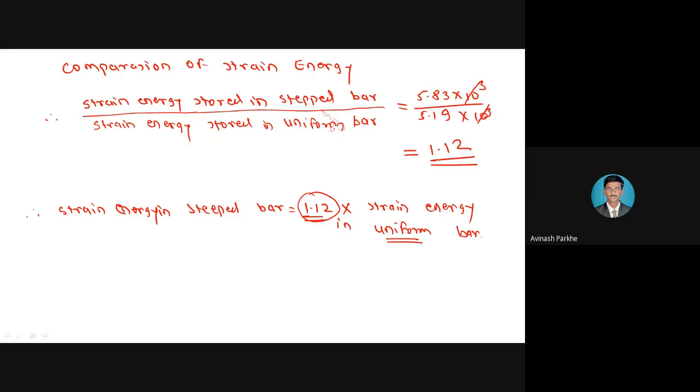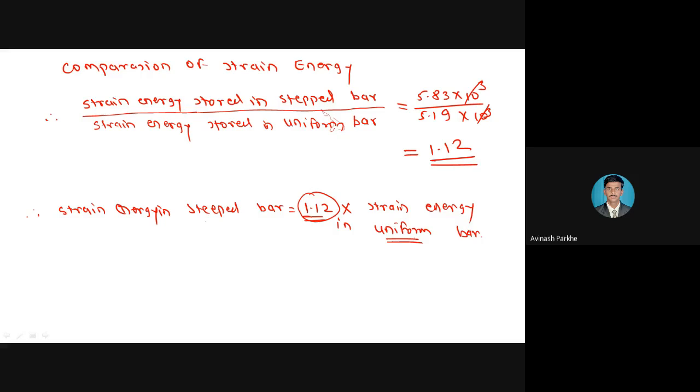Therefore, from this statement, we can say that the strain energy stored in the stepped bar is more than the strain energy stored in the uniform bar. Okay, so this will be the last problem of this chapter number 2, that is strain energy type number 4, which is related to the strain energy for bars of varying cross-sectional area.